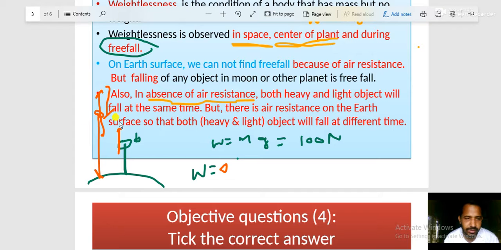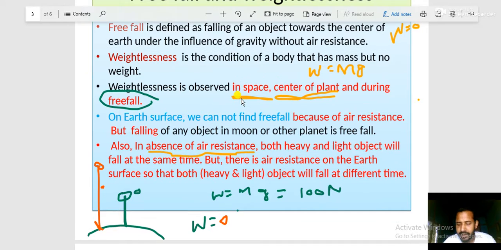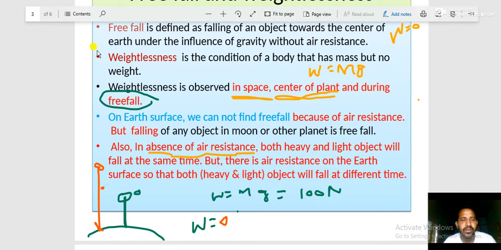Okay, let's discuss some short questions. Many times it is asked for 1 mark: what is free fall, what is weightlessness. Now I think it is understood that free fall means there is no resistive force, no force acting against the falling object. Yes, the object will fall towards the center. Now the definition is clear: falling of an object towards the center of earth under the influence of gravity. Yes, it will fall under the influence of gravity, but there is no air resistance.